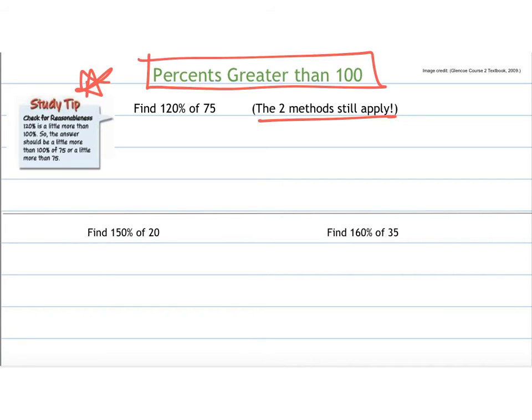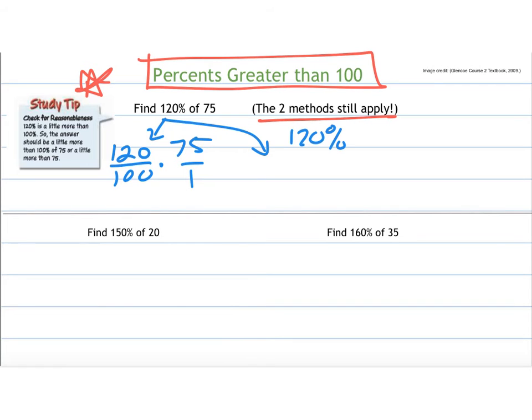So two methods. Again, I know 120% is 120 per 100. So I can use the fraction version, or I can use the decimal version, still moving my decimal 2 places to the left. It's the same as 1.2. So doing 1.2 times 75. The nice thing is, again, you have options to figure it out. And no matter what you do, 120% of 75 is 90.